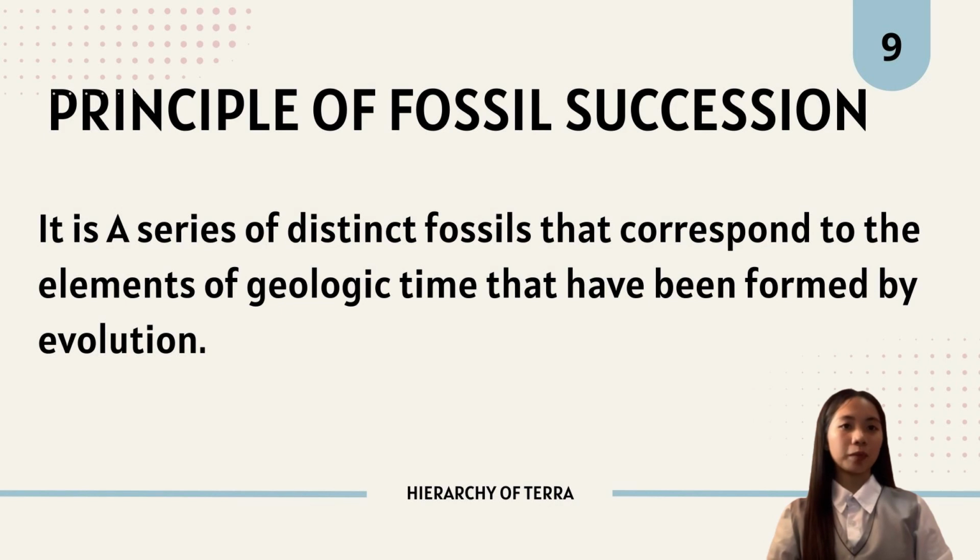The last type of principle is the principle of fossil succession. It is a series of distinct fossils that correspond to the elements of geologic time that have been formed by evolution. Fossil groups found in strata are specific to the era in which they existed, and are capable of helping connect rocks of the same age from a variety of geographical locations. Groups containing several distinct fossils occurring together are referred to as fossil ensembles.